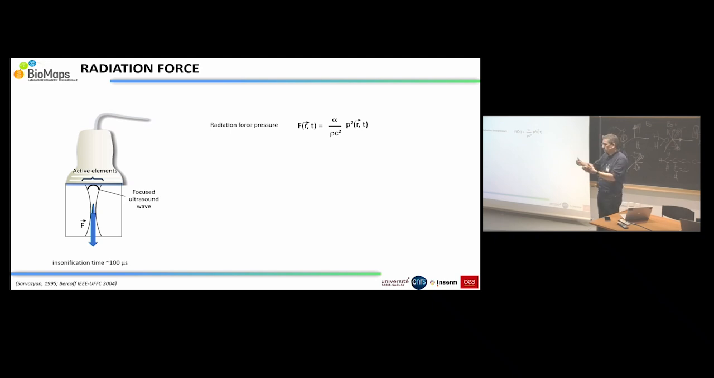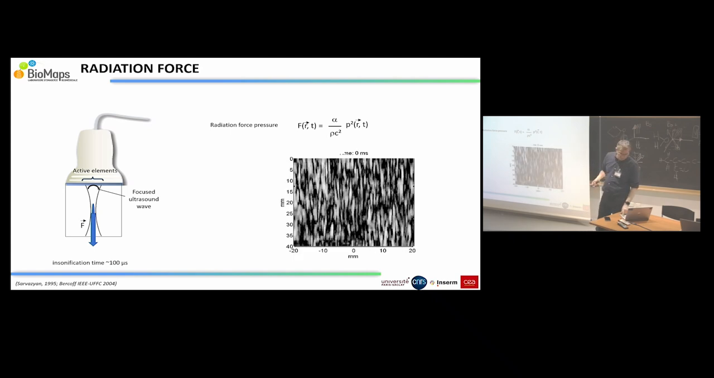If you blow on a piece of paper, the paper will deform, and when you stop blowing, the paper will come back to its position. And you do exactly the same thing. And this will create, locally, in tissue, a vibration. And this vibration is a shear wave.